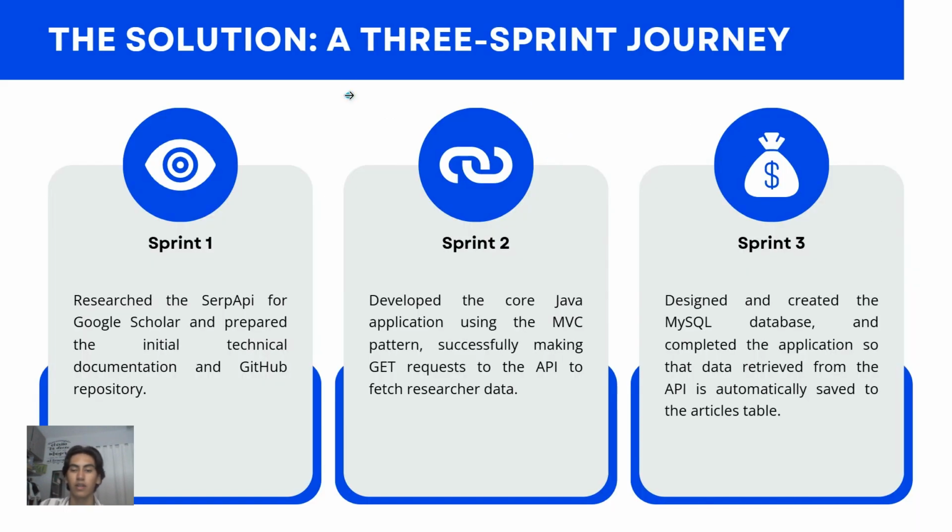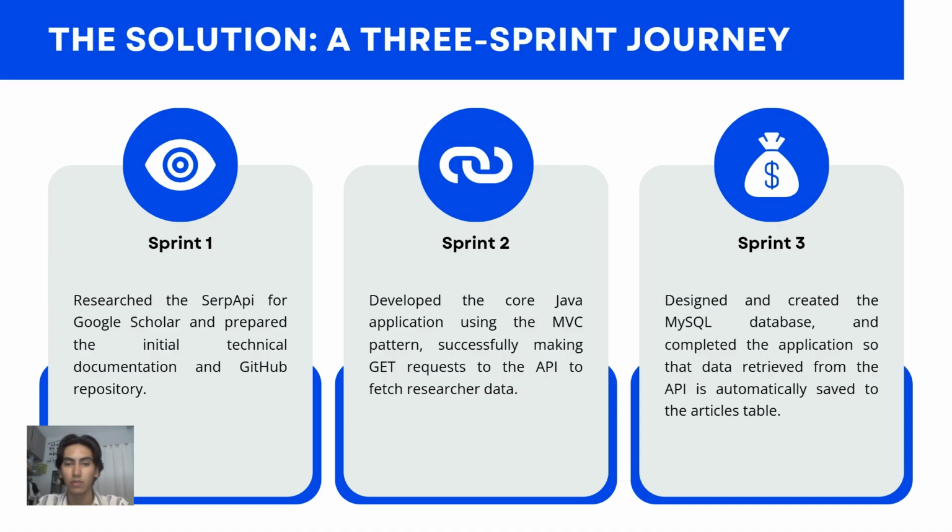Now we introduce the 3 sprints. The first sprint: research the API for Google Scholar and prepare the initial technical documentation and GitHub repository. In my words, sprint number one is to research Search API and Java and Google Scholar. We create an account in Search API, which is the connection between Google Scholar and my IntelliJ program.